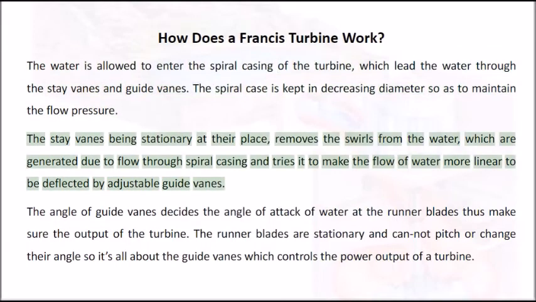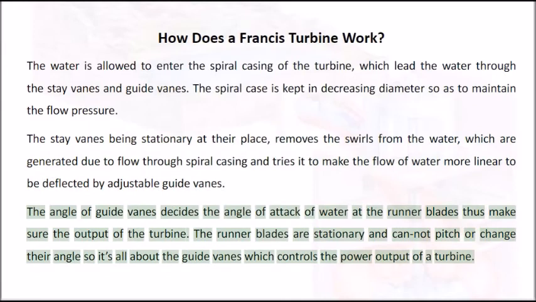The stay vanes, being stationary at their place, remove the swirls from the water, which are generated due to flow through the spiral casing, and try to make the flow of water more linear to be deflected by adjustable guide vanes. The angle of guide vanes decides the angle of attack of water at the runner blades, thus making sure the output of the turbine.